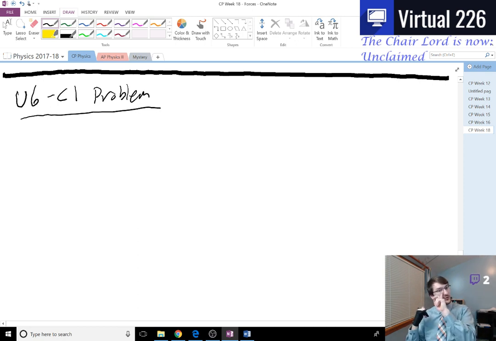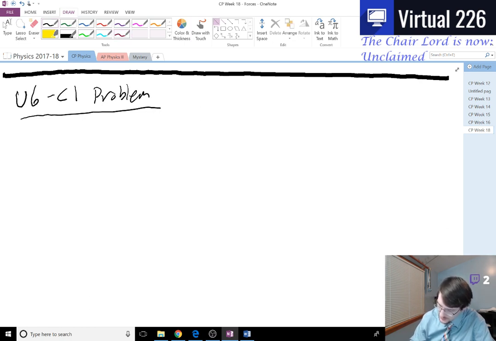Another type of force problem we can see is very similar to just having one force acting on it, but what happens if we have more forces acting on it? How can we interpret that? Let's pretend for a second we have a countertop.